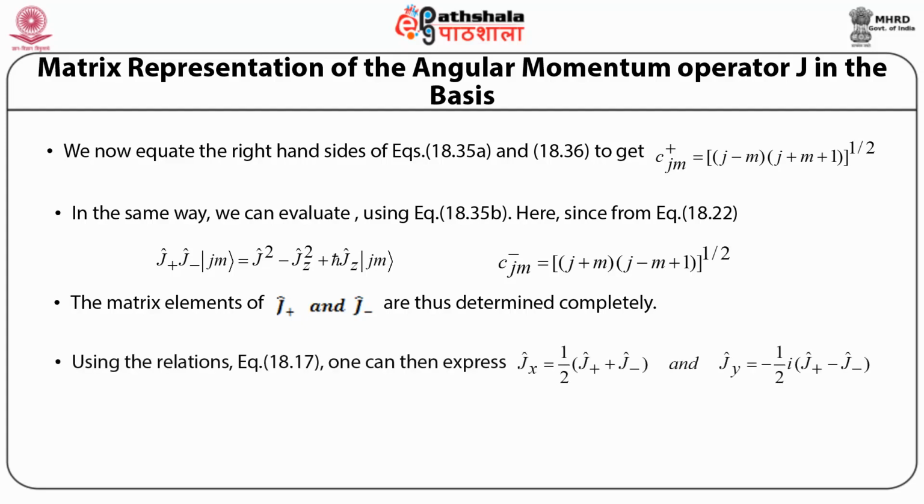Using the relations described by equation 17, one can then express operator jx is equal to 1 by 2 of operator j plus plus operator j minus, and operator jy is equal to minus iota by 2 of operator j plus minus operator j minus. Let us now recapitulate the important results that we have arrived at.